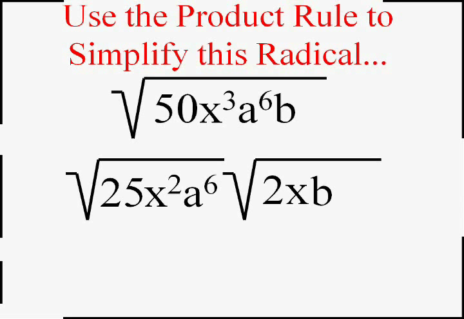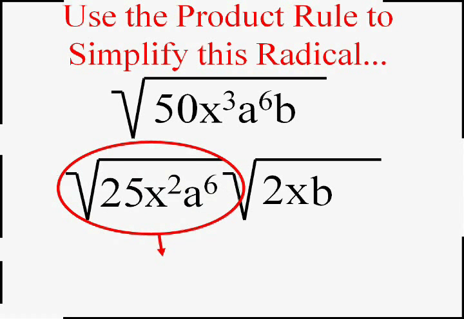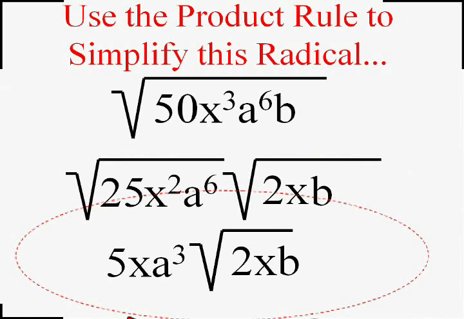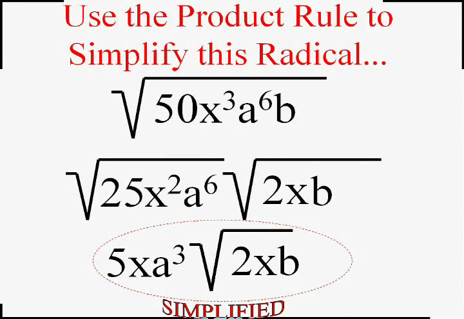Now, we've divided them out into the perfect squares and the leftovers. Let's take the square root of the perfect squares, and I'll get 5x a to the third, and the leftover, as always, I just write. So the simplified version of this is right here. You just want to be your boss. How cool is that? Doesn't get any harder than that.